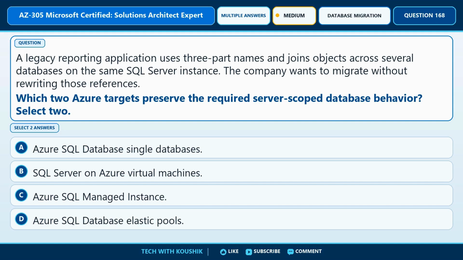Choose from the following options. Choice A, Azure SQL Database, Single Databases. Choice B, SQL Server on Azure Virtual Machines. Choice C, Azure SQL Managed Instance. Choice D, Azure SQL Database Elastic Pools.